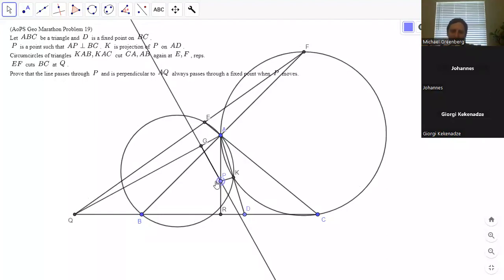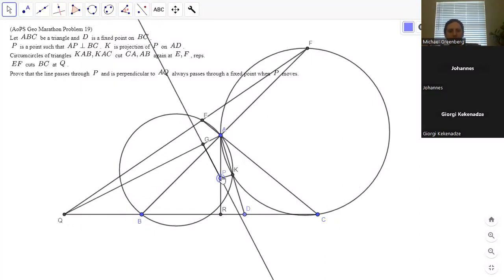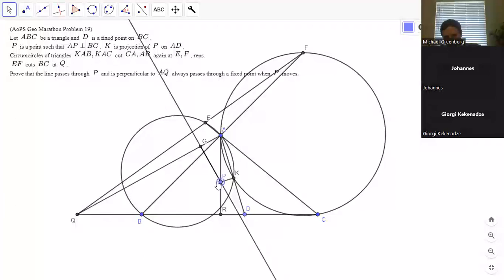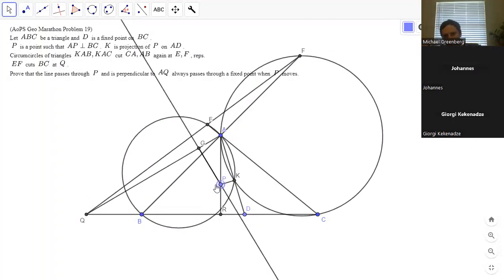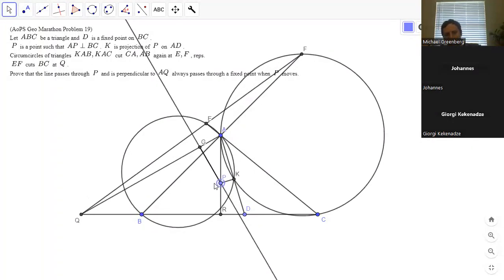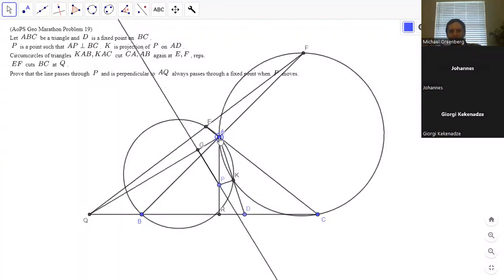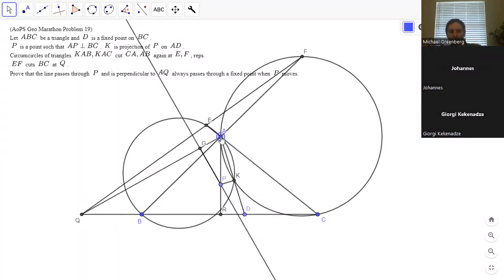Yeah, it's such a flexible configuration. Like you have any point on BC and you have any point on the altitude. But yeah, if P is the orthocenter and B is the midpoint of BC, do we... I don't know.